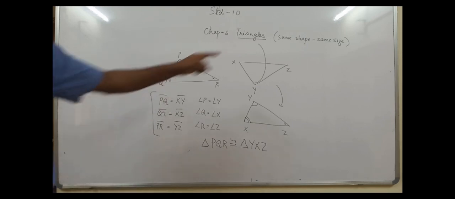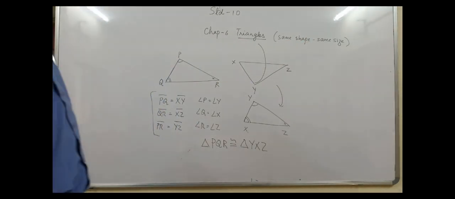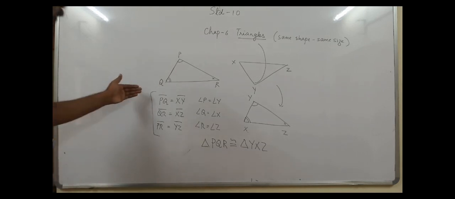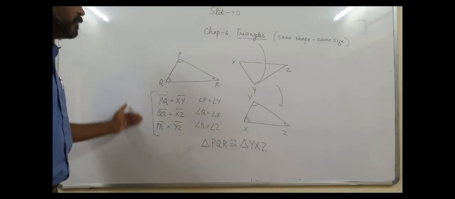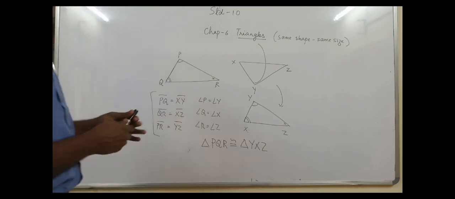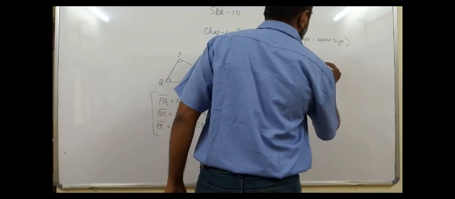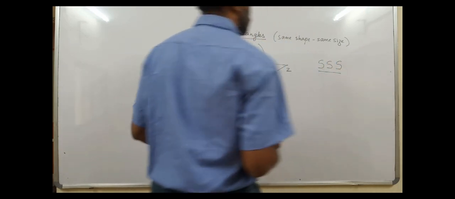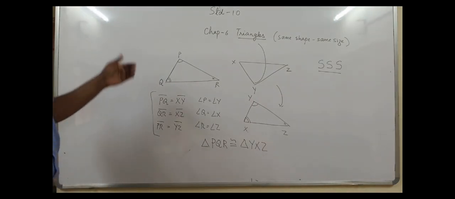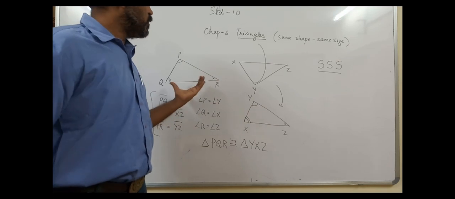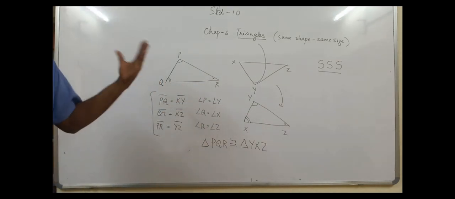Yes, so it is the same shape and the same size. And you also learned there are certain theorems, certain postulates you did. You don't have to check all the 6 conditions again and again. You proved by your postulate. The first postulate was SSS. What does this postulate say? The postulate SSS says if the corresponding sides of a triangle are congruent, then the triangles will be congruent.